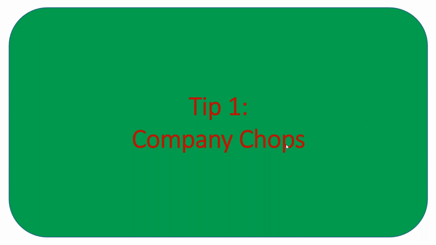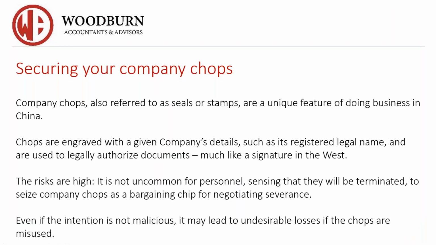They're also known as seals or stamps, and they have a very unique feature in terms of doing business in China. CHOPS are engraved with given company details such as registered legal name, the legal representative's name, etc. And these company CHOPS should be considered as official and legal signatures. In the West, you would have an actual signature of somebody. Here, the CHOPS are legal signatures that are placed on legally authorized documents.